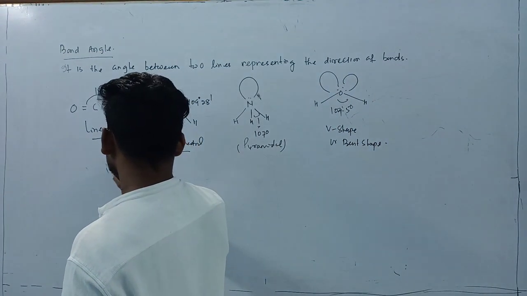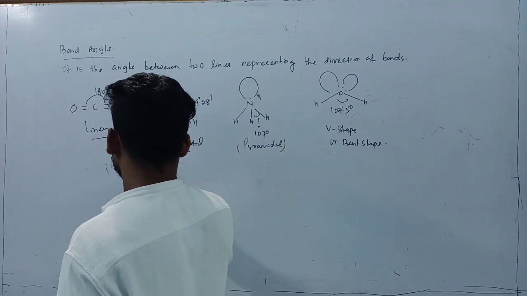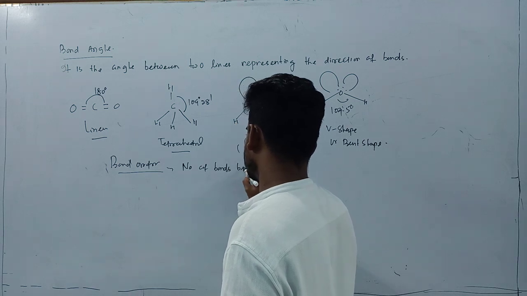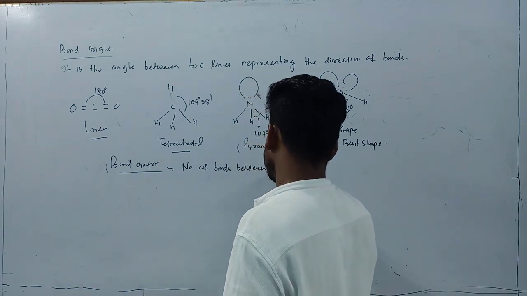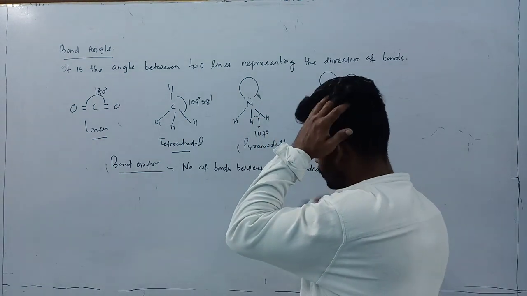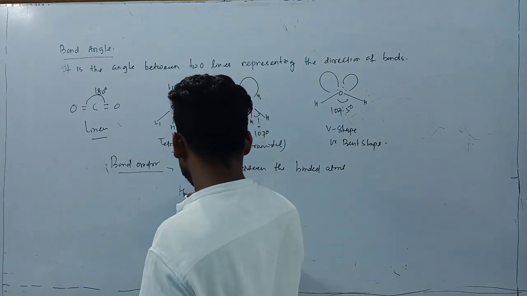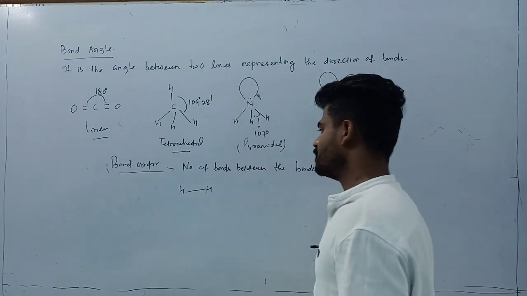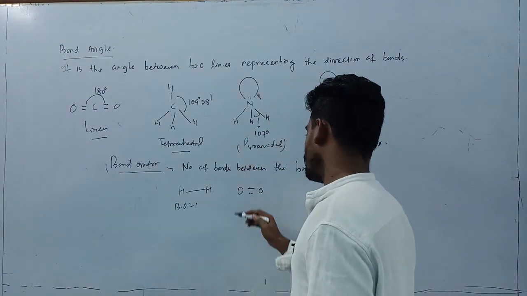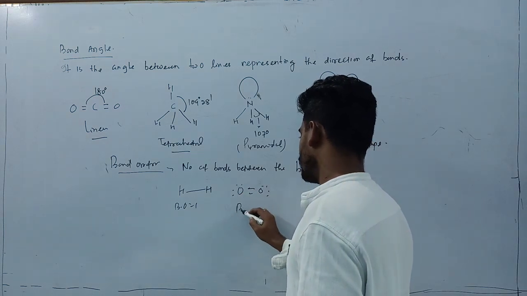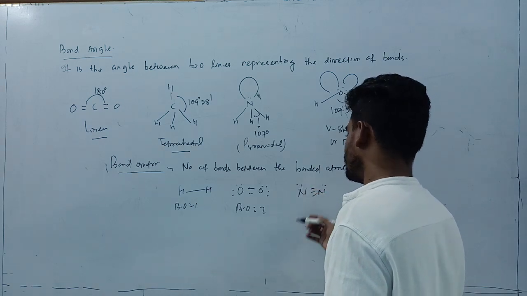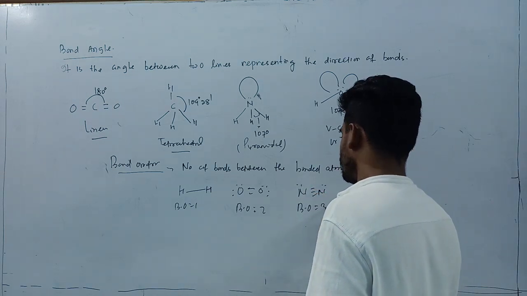And next one is bond order. Bond order means the number of bonds between the bonded atoms. Here you see, if I consider a hydrogen molecule, there is one bond, so its bond order is 1. Oxygen molecule has 1 sigma and 1 pi, so the bond order is 2. Nitrogen molecule has 3 shared pairs, so the bond order is 3.